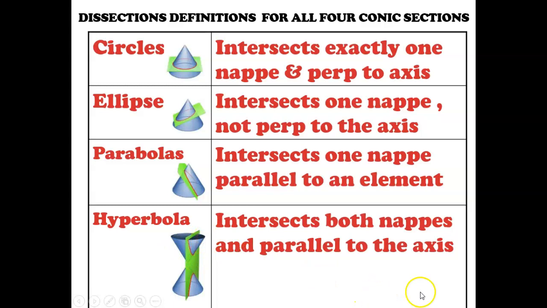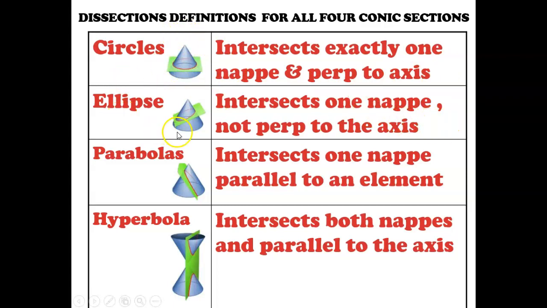It's not that you're going to have to give necessarily the definitions, but it's important to know about the definitions because that also lets you know a little bit about the conic section itself. So if we take this cone and we dissect it with a plane perpendicular to the axis, then we're going to get a circle. Depending on where you dissect it depends on how big the circle is. It intersects exactly one nappe and is perpendicular to the axis. Remember, the axis runs this way, so that's perpendicular.